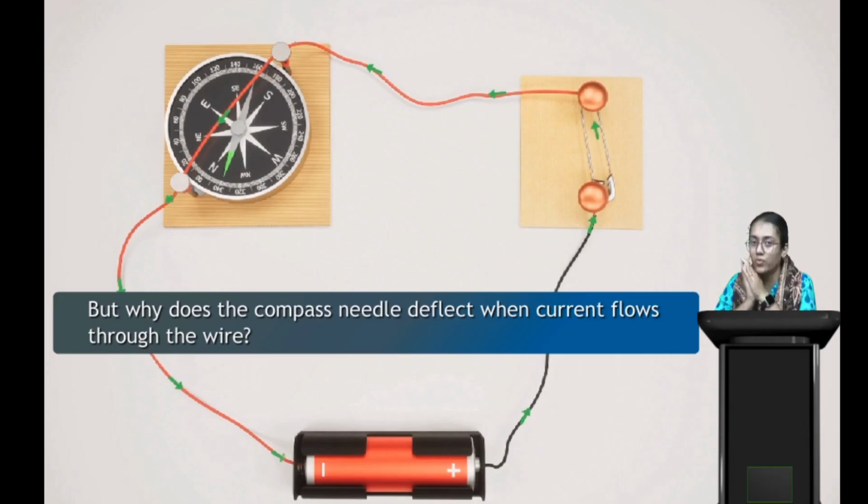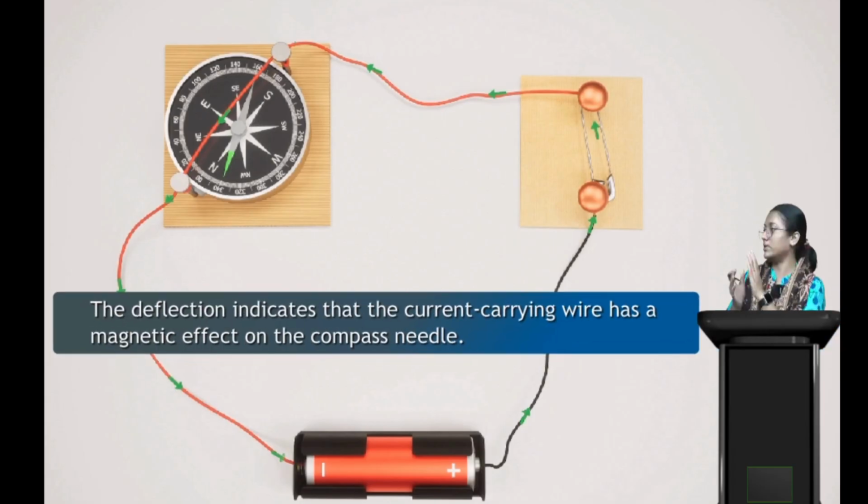So why is this happening? We didn't bring any kind of magnet near this time, right? But still it's getting deflected. Let's try to discover why. The deflection indicates that the current carrying wire has a magnetic effect on the compass needle.